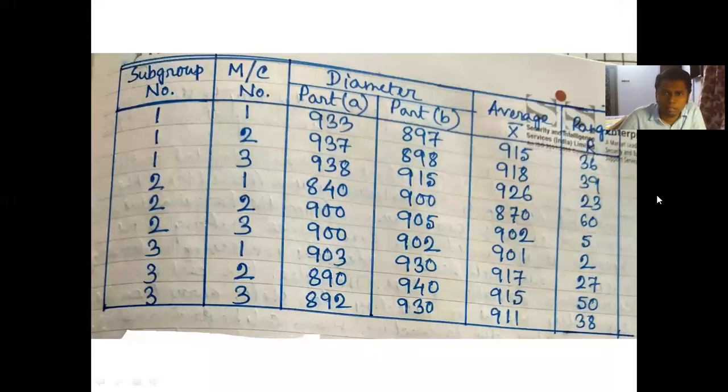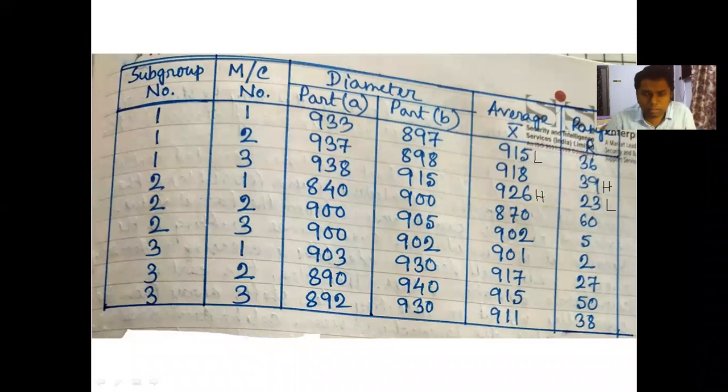Here are the diameter of part A and the diameter of part B, and the averages and ranges have been calculated. Then you can plot your X bar and R chart using the traditional formula.